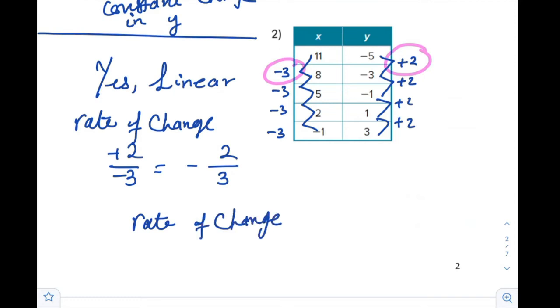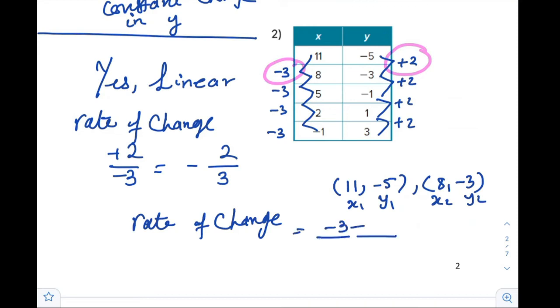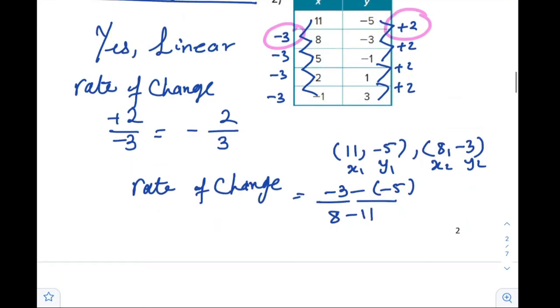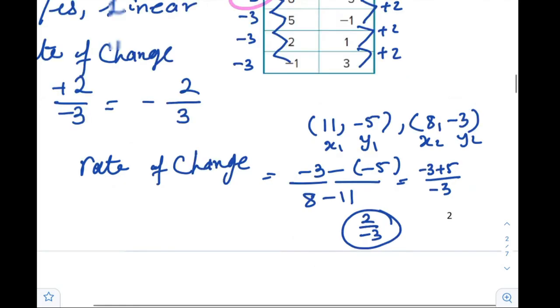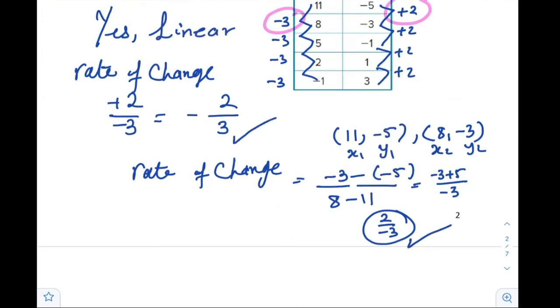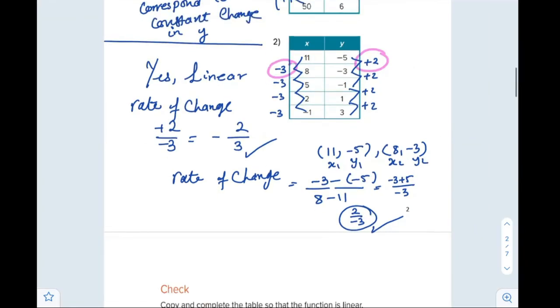So we can choose 2 points. Let's choose the first 2 points. This is the first one, as we did in the previous example, and this is the second one. So x1, y1, x2, y2, and we will replace: minus 3 minus minus 5, over 8 minus 11. That is minus 3 plus 5 over 8 minus 11, which is minus 3. So it is 2 over minus 3, which we have obtained simply mentally before. And this is because it's linear.